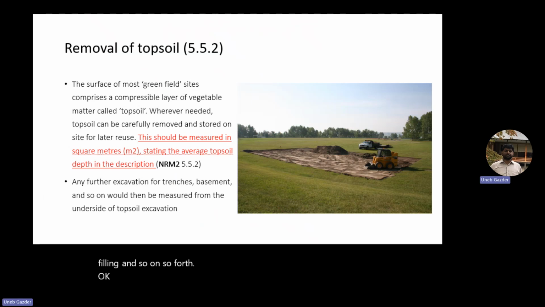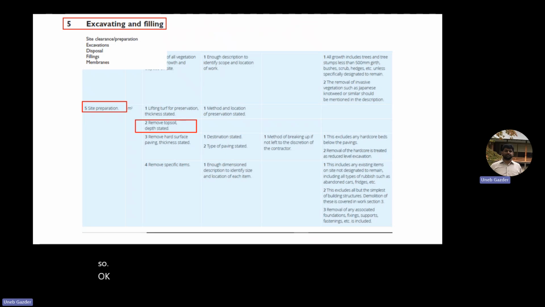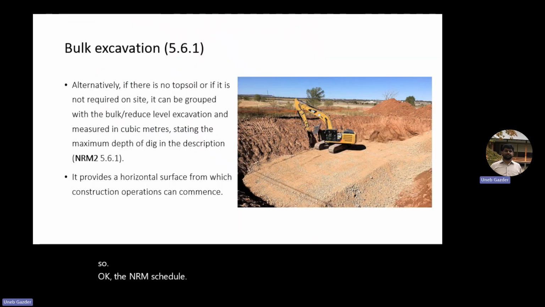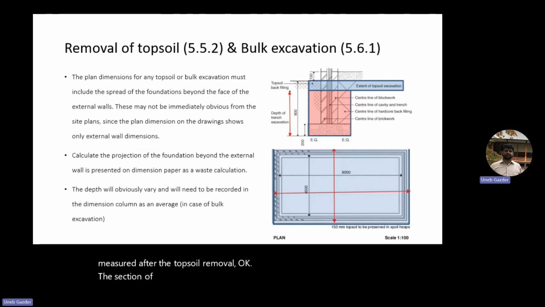Removal of topsoil is mandatory when you have something like this. We don't want any vegetation or grass under the footing because they will grow, and they have water tables and so on. Then the NRM schedule for bulk excavation: this will be after the topsoil, and it is measured after the topsoil removal. Both of them can be calculated together because they have the same area. The area is the same, the depth is different.